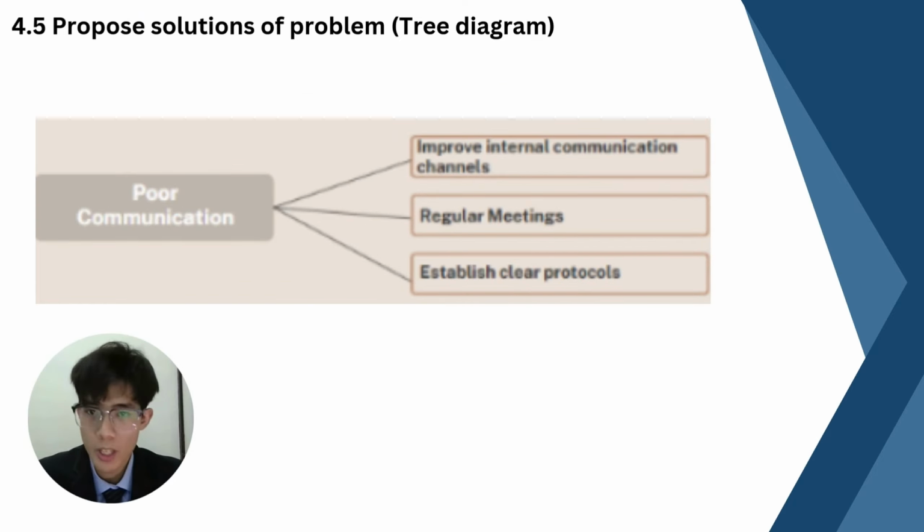The next problem would be poor communication. Effective communication is crucial for maintaining quality standards. To improve this, we recommend improving internal communication channels, implementing tools like Slack or Microsoft Teams for better coordination.